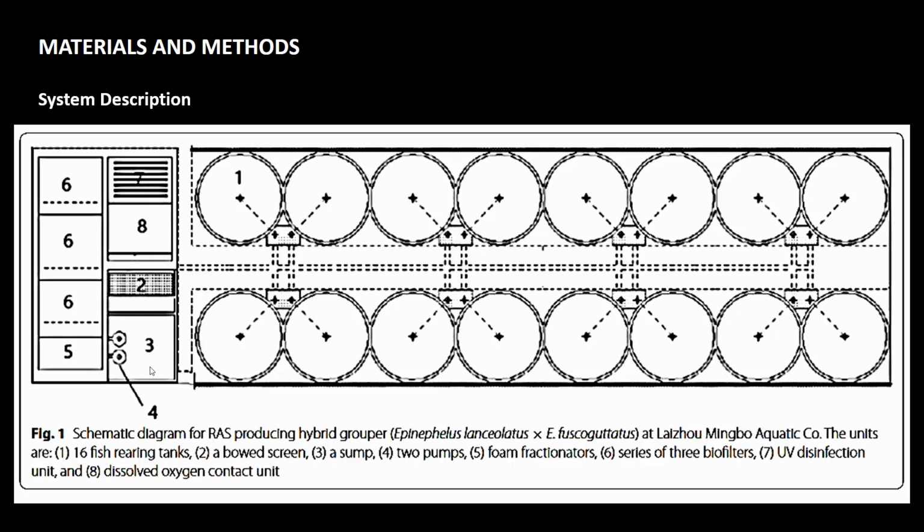So you have initial filtration here in the board screen, okay, to remove your large solids. And then water gets collected in this sump here, number 3, and it's pumped into the foam fractionators to remove the fine solids. Okay, so you have number 5, your foam fractionators. Then you have a series of biofilters here, number 6. These biofilters are made up of elastic polyolefin media that treats ammonia and other metabolic waste products.